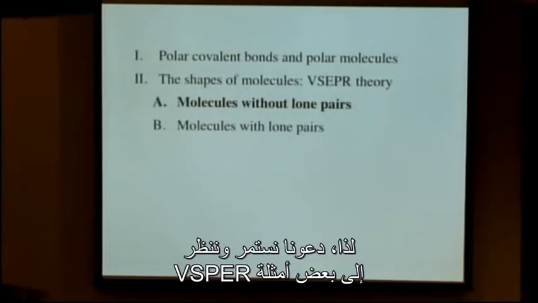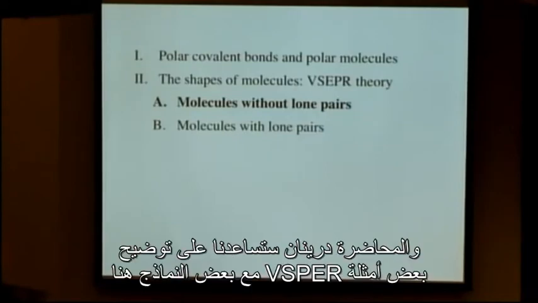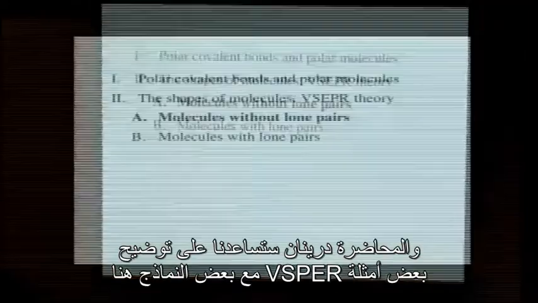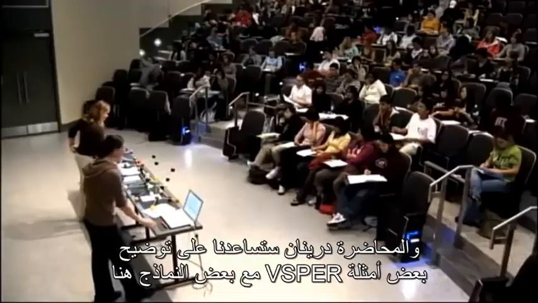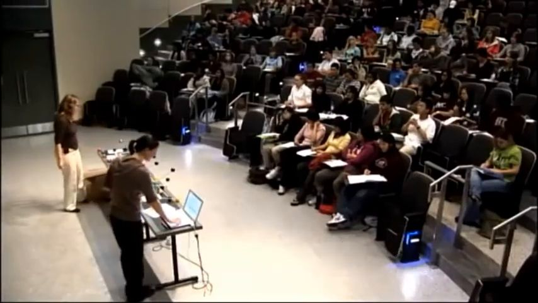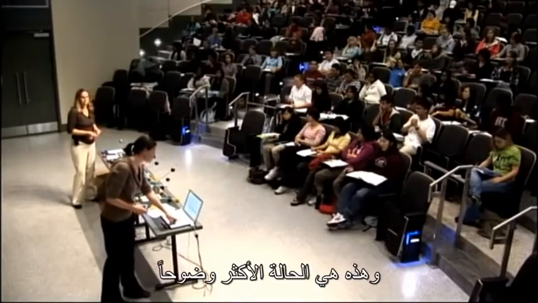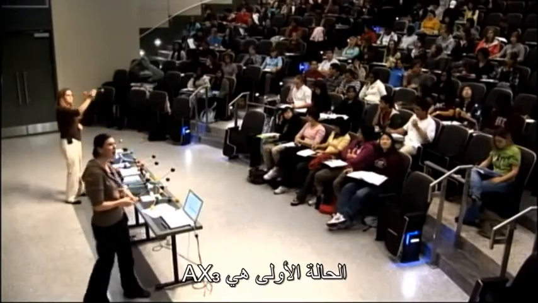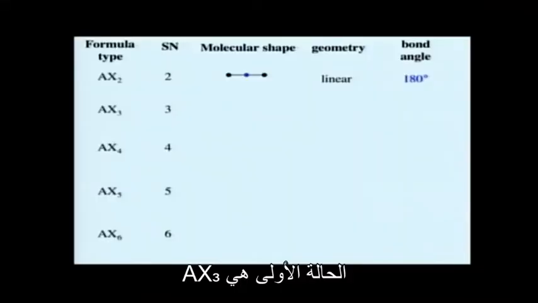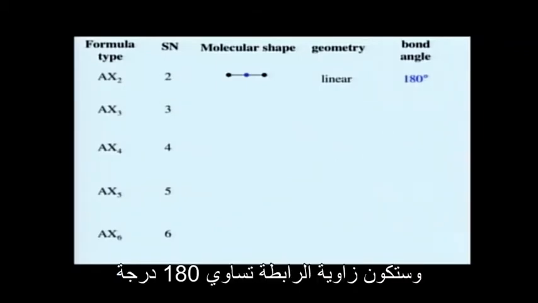So let's go ahead and look at some of these VSEPR examples, and Professor Drennan is going to help demonstrate what some of these are with some models here. So the first case we're going to talk about is without any lone pairs. This is the most straightforward case. And our first case that we can have is AX2, which is going to have a linear shape. And that will have a bond angle of 180 degrees.